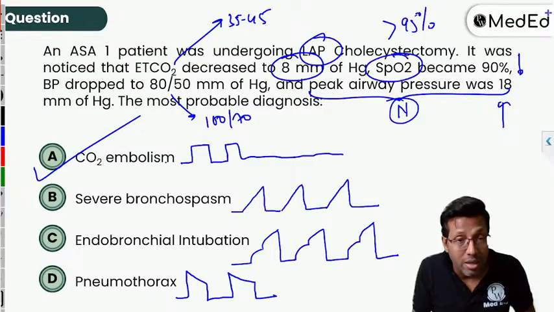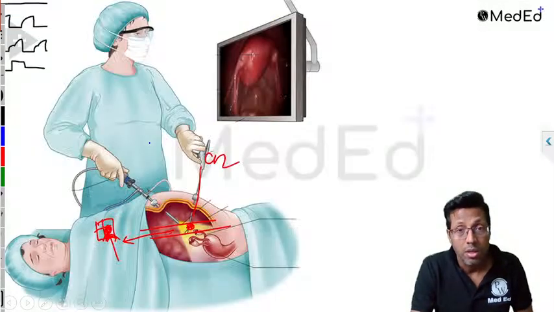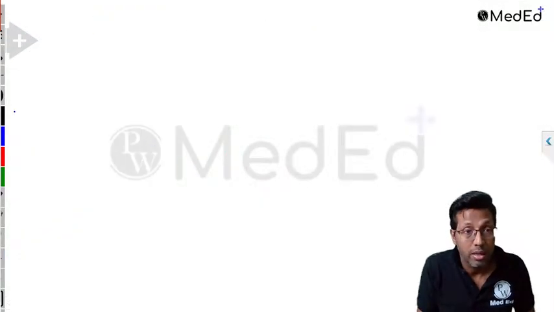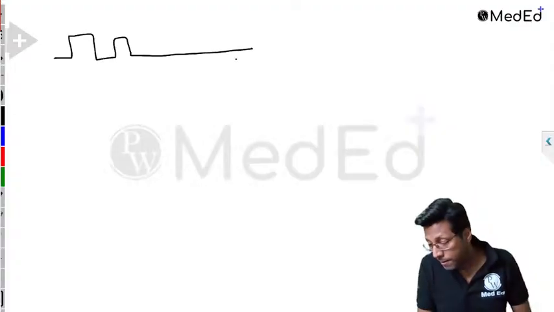But what is going to decrease here on pressure remaining normal is CO2 embolism. Now, what are the other causes where you're going to get a graph like that? Like in what condition you're going to get a graph like this, which has a sudden drop, right?